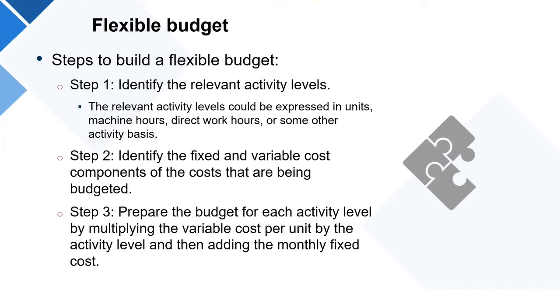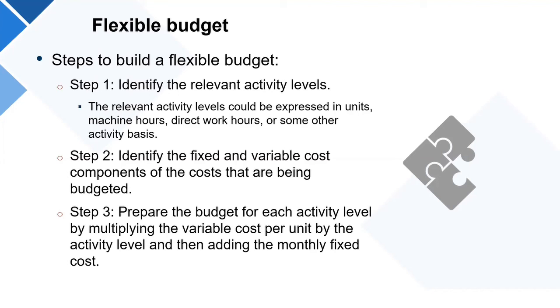The first one is to identify the activity levels. That is, how much are you going to sell or produce of each of the products or services. Then identify the variable cost, so you can modify the output of the costs or the revenue of the sales accordingly with activity levels.